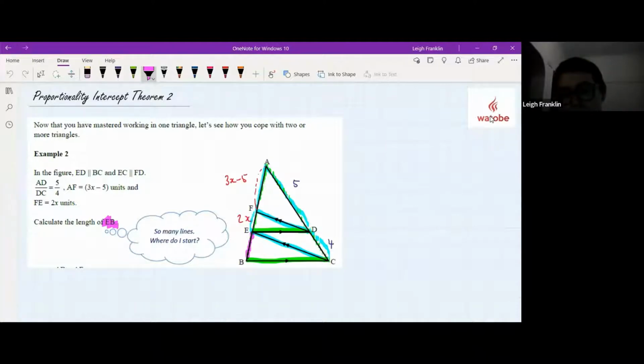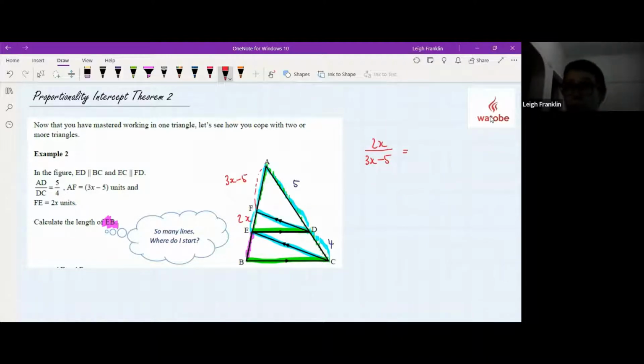2x over 3x minus 5 would be equal to what over what, Matrix? 2x over 3x minus 5 is equal to what over what?